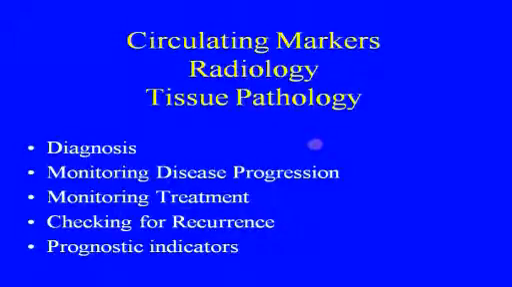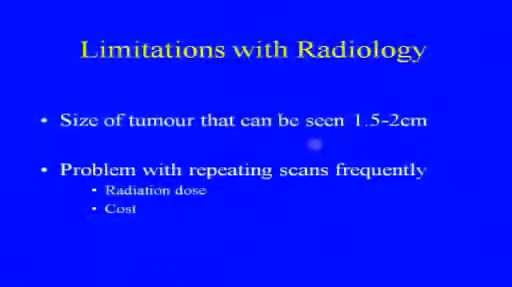So we have some options. We can look at circulating markers, or we could use radiology for diagnosis and following disease, or we could use tissue pathology. Very quickly, radiology is wonderful. It has come on so much in the last lot of years, but there are some limitations. The size of the tumour has to be quite large. I know many of you in this room would be very concerned if you had tumours in the liver of 1.5 centimetres, because the radiologists would be saying they're not seeing anything.